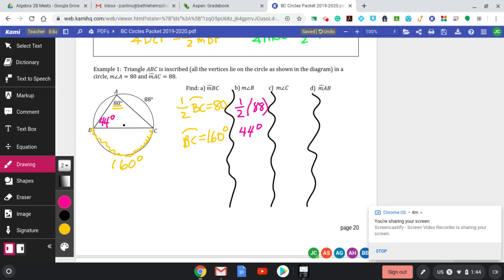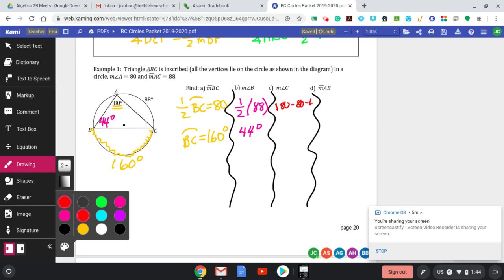How about angle C? All right, a lot of different ways we can do angle C. Guys, why don't we just stop wasting time and get right to it, right? I have 2 out of 3 angles of a triangle, so I know angle C is going to be 180 minus those 2 angles, minus 80 minus 44. If you go to the calculator real quick, that'll be 56 degrees.